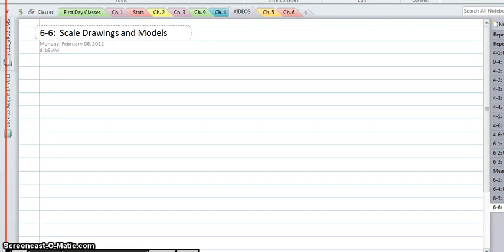Hello, today we are going to talk about scale drawings and scale models, and this is section 6.6. Please make sure you have your handout ready and your notes paper. So you've seen scale drawings and models before.